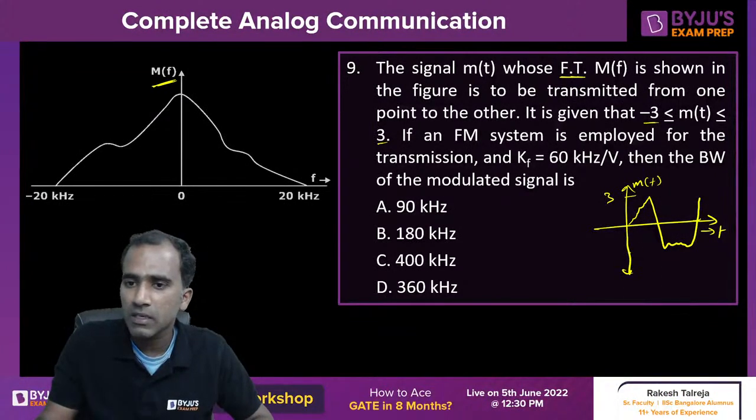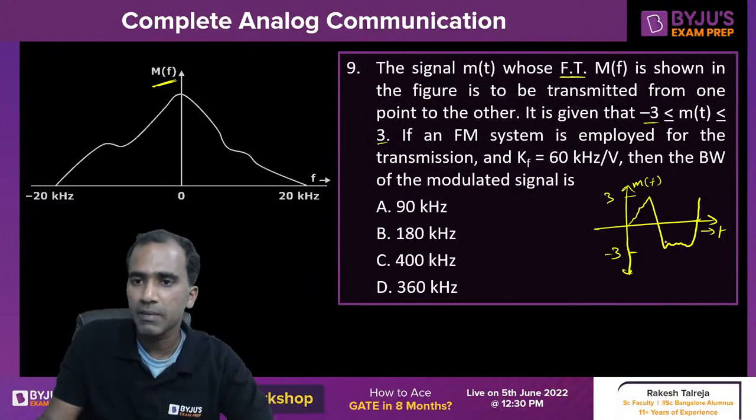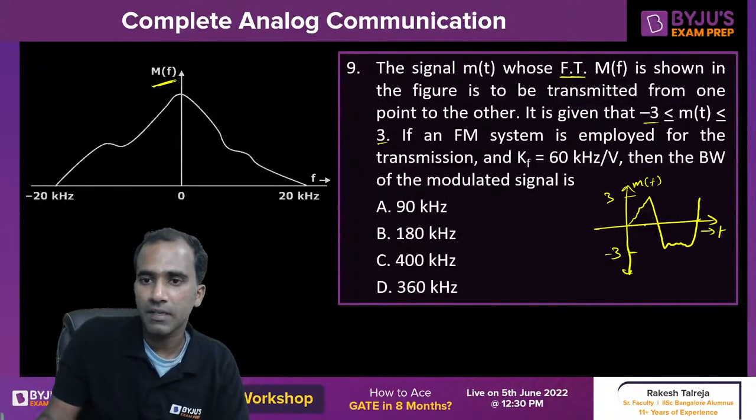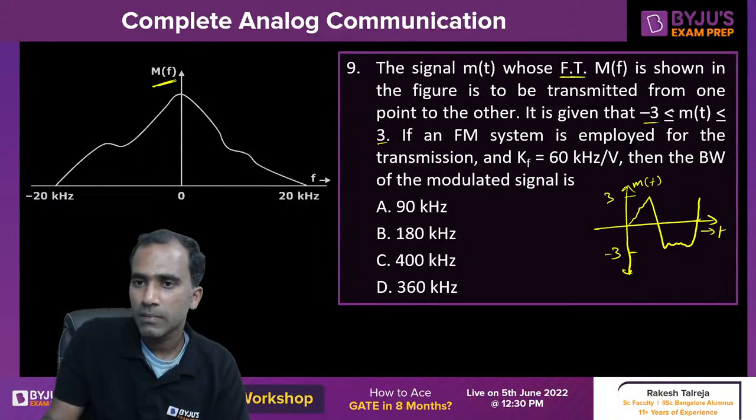It need not have a symmetrical shape also. It has a peak amplitude of 3, negative peak of -3, but its shape need not be sinusoidal. It can be any shape. That is what they have given in this question. The message takes an amplitude from -3 to +3. Shape can be anything.